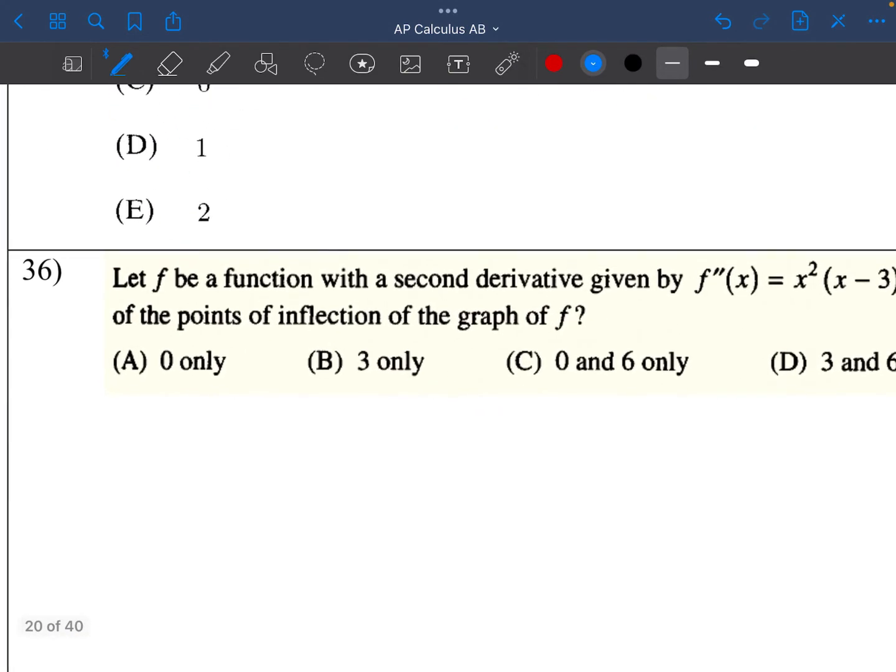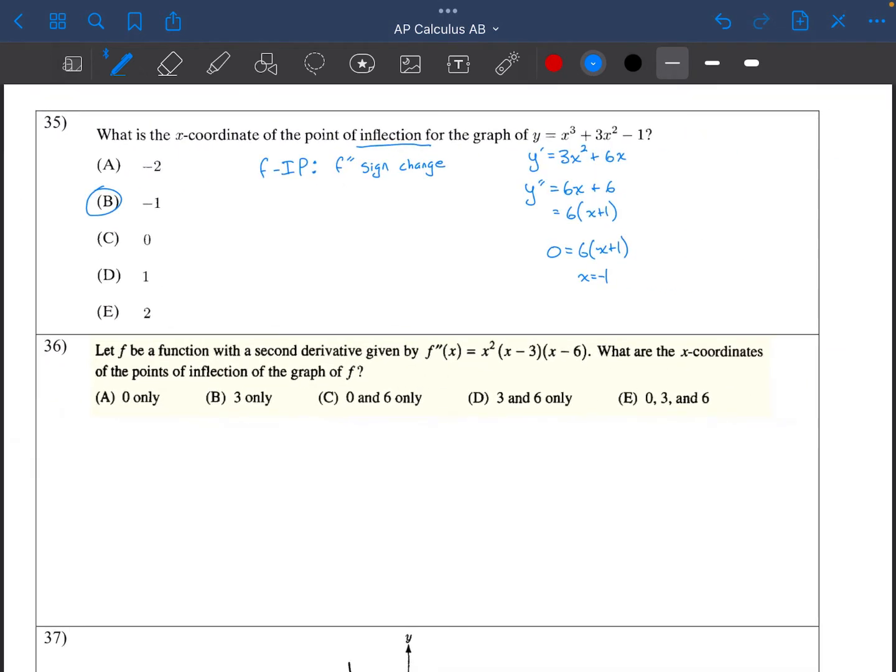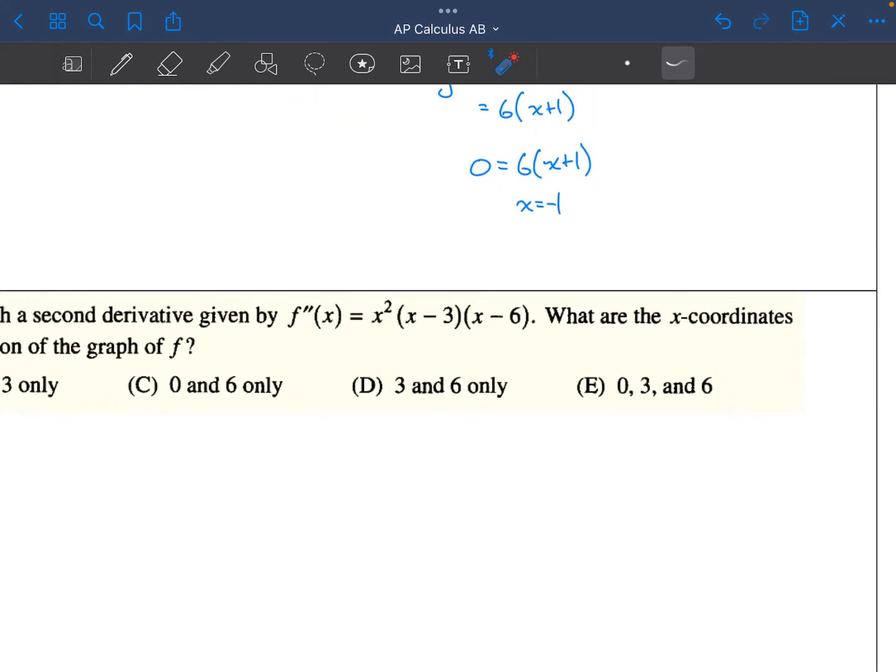Number 36. All right, we have the second derivative already, and we're looking for the same thing, f inflection point. And we already have the definition for inflection points. For inflection, we need an f double prime sign change, and we're going to use kind of that same analysis where we use the powers. This is a power of 2, power of 1, power of 1. Whenever you have an even power, you are not going to have a sign change. So this is not going to give us an inflection point, but these two will give us inflection points because they are two odd powers. So we'll have an inflection point only at 3 and only at 6. The correct answer here is D.